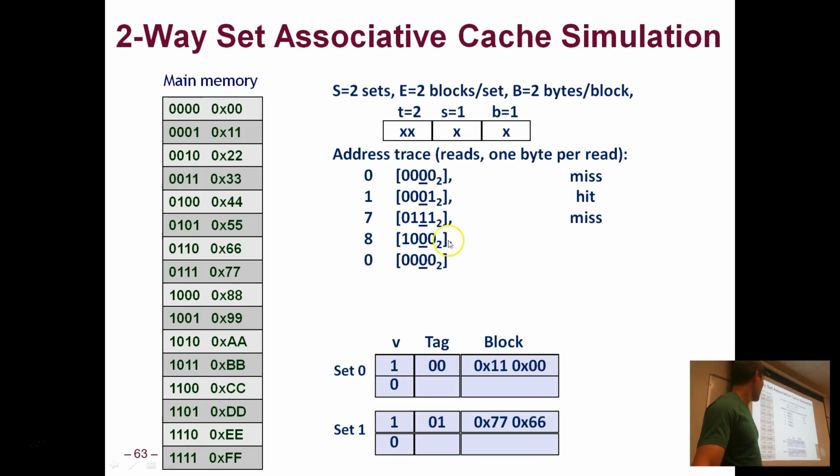So that's a miss. The next one, 1000, the set that you look for is set 0. The tag is 10, so this misses. And then you bring that block in, so you bring in 1000 and 1001, so that's byte 88 and 99. And then when you access address 0 again, because you didn't have to replace this block with this access, you now have a hit. Whereas before, with the direct map cache, when there was only one entry, you were thrashing. You were going back and forth between 0 and 8.